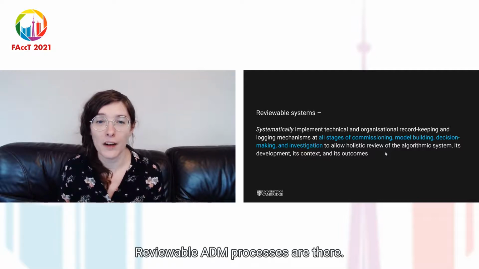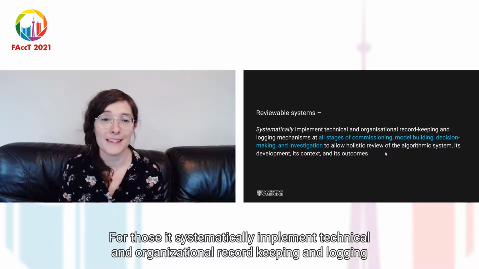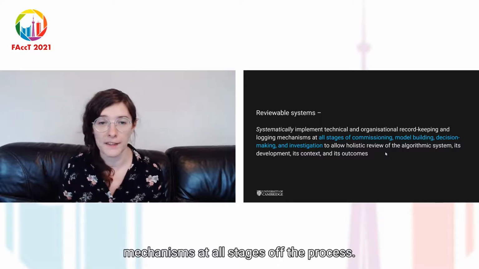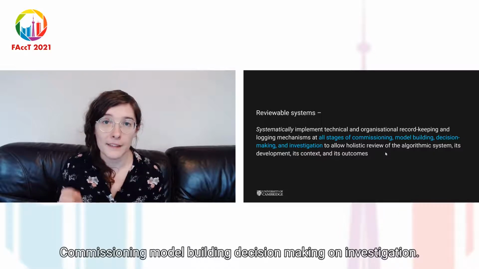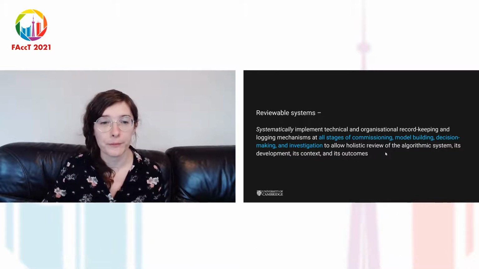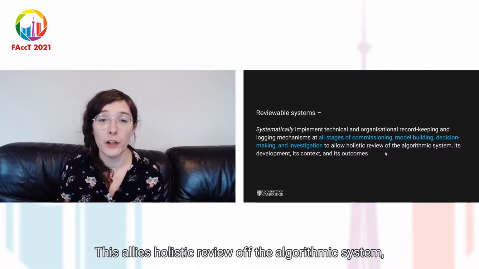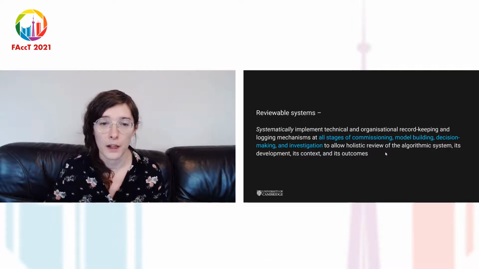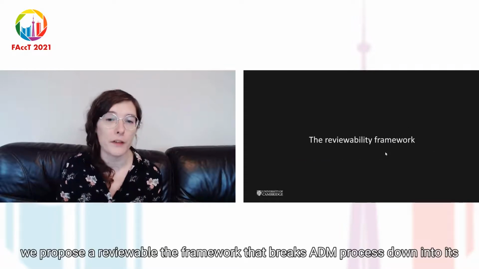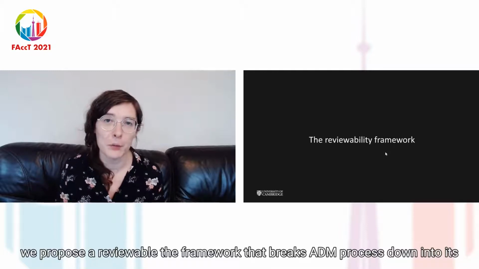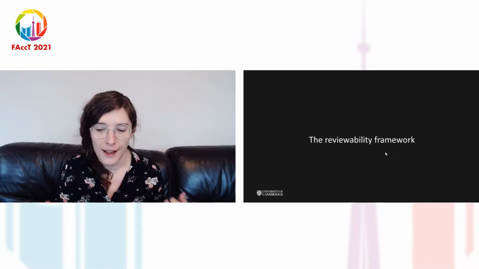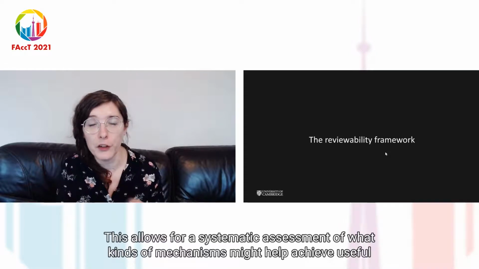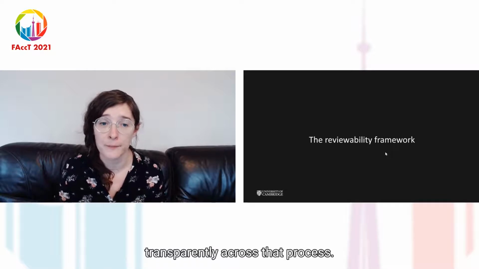Reviewable ADM processes are therefore those that systematically implement technical and organizational record keeping and logging mechanisms at all stages of the process: commissioning, model building, decision making, and investigation. This allows holistic review of the algorithmic system, its development, its context, and outcomes. To help with this, we propose a reviewability framework that breaks the ADM process down into its constituent parts. This allows for systematic assessment of what kinds of mechanisms might help achieve useful transparency across that process.